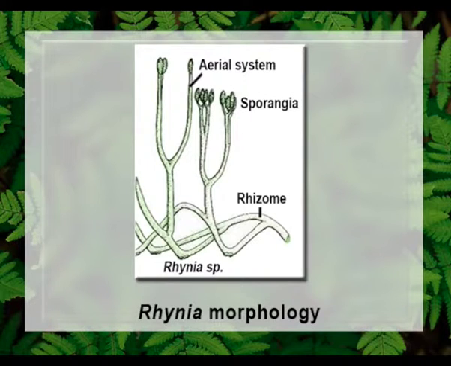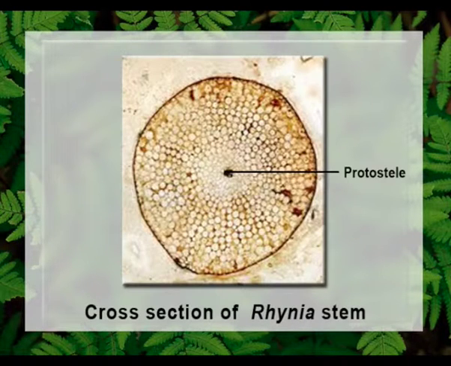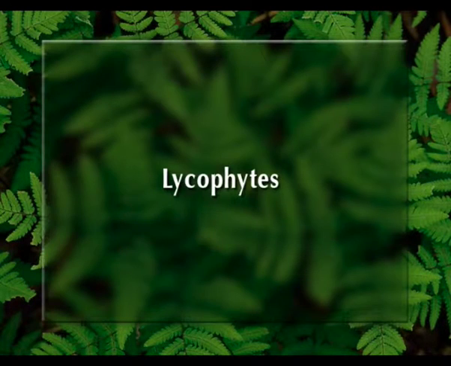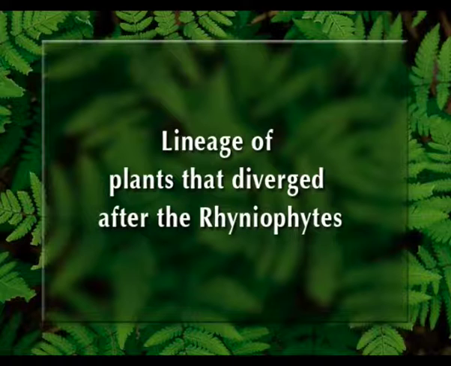They lacked both roots and a leaf-bearing shoot system. These 2 features evolved later within the Lycophytes. The stem of Rhyniophytes was protostelic, in which the protoxylem, that is, the first formed xylem, was at the center. Now the second group, Lycophytes. The Lycophytes, commonly known as lycopods, are a lineage of plants that diverged after the Rhyniophytes.